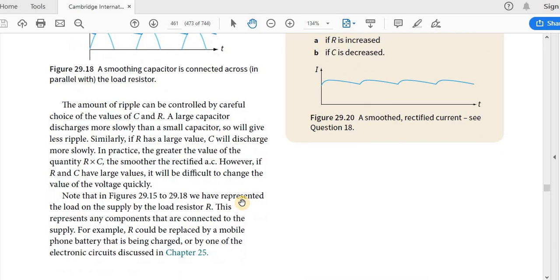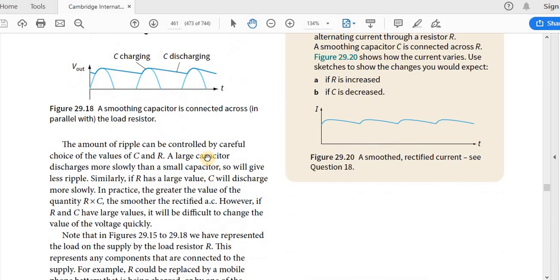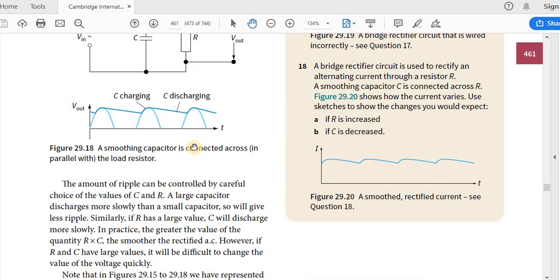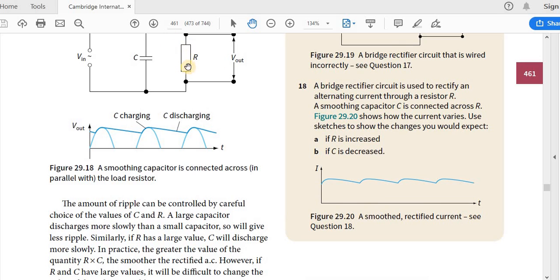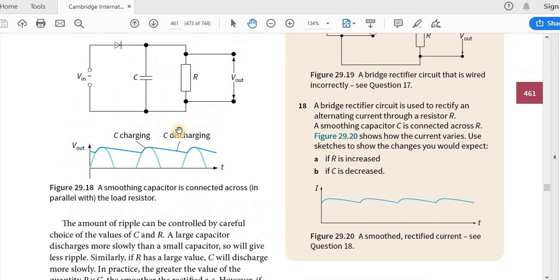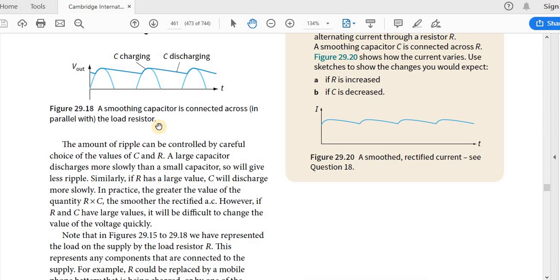The amount of ripple can be controlled by careful choice of the values of C and R, the capacitance and the resistance. A large capacitor discharges more slowly than a small capacitor, so will give less ripple. Similarly, if R has a large value, C will discharge more slowly. When you learn about capacitors, you learn that the greater the resistance R, the longer it will take to discharge. The lesser the resistance R, the more quickly it will discharge. Under capacitors, you have learned this in detail.